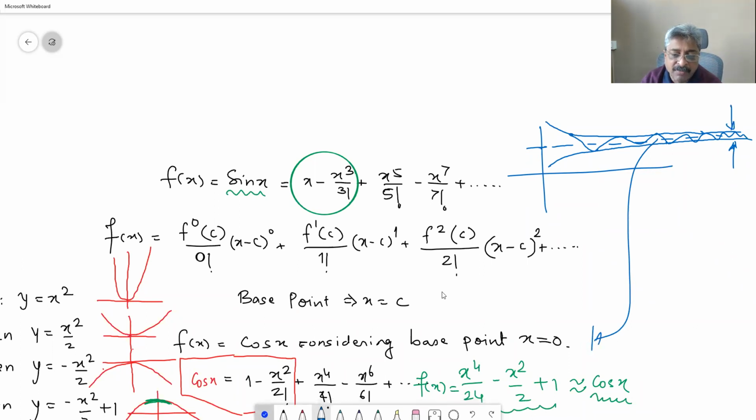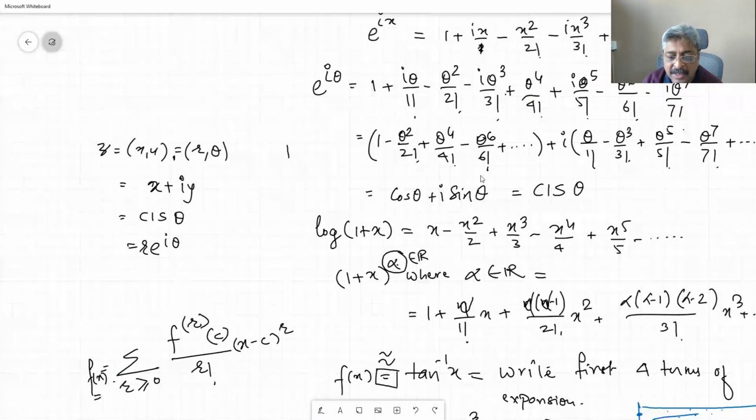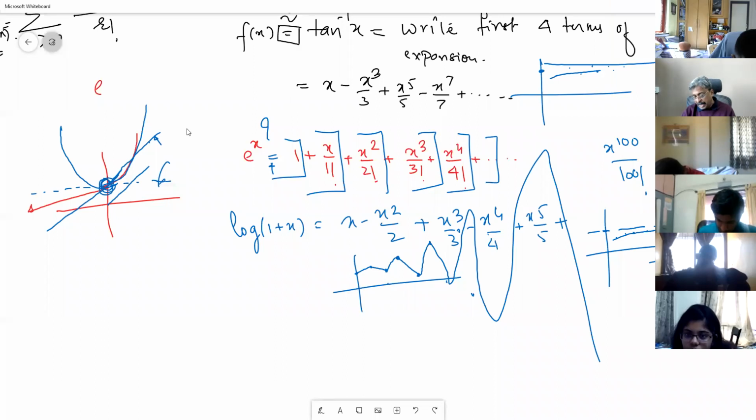In case of log 1 plus x, if x is greater than 1, then the behavior is going to be like this. In case of e raised to x, it is smooth, going near to the required value. So it is the difference between the RHS and LHS that needs to be looked at.